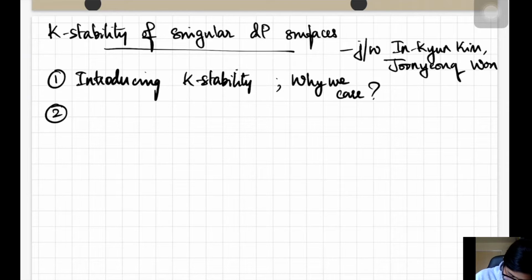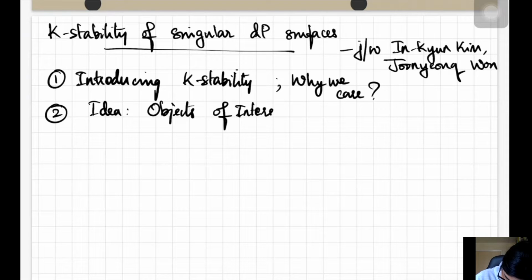And then I will follow this by giving you an idea of the objects of interest for us today, which are basically del Pezzo surfaces, but they are very special in the sense that I'm looking at quasi-smooth, well-formed hypersurfaces in weighted projective space. I will tell you why these are del Pezzo surfaces and why they are singular and what sort of singularities they are and so on. So I will introduce what the objects of interest are.